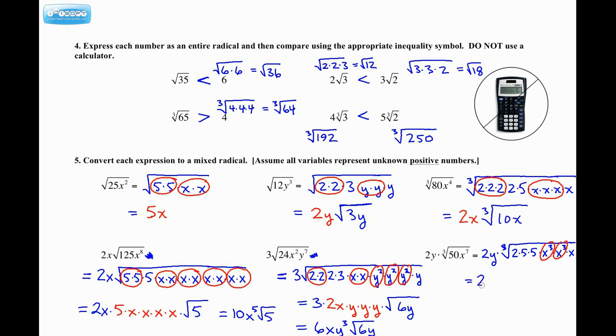So this becomes 2y. So this becomes an x, and that becomes an x, times the cube root of, I just have to put these back together. That's 50, and then I still have that x left over. All right. So tidy it up. By convention, well, usually we write them in alphabetical order. So this is 2x squared y times the cube root of 50x.